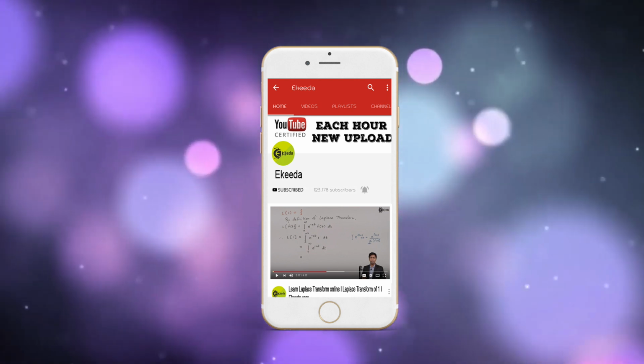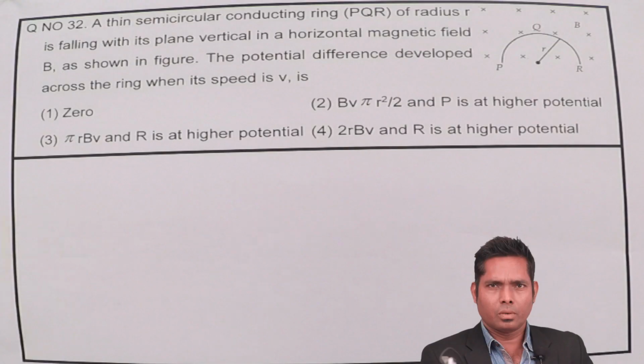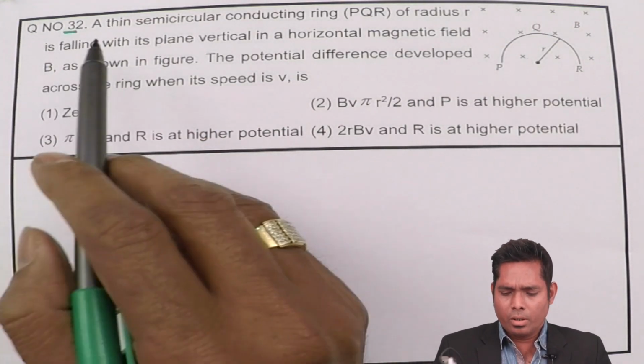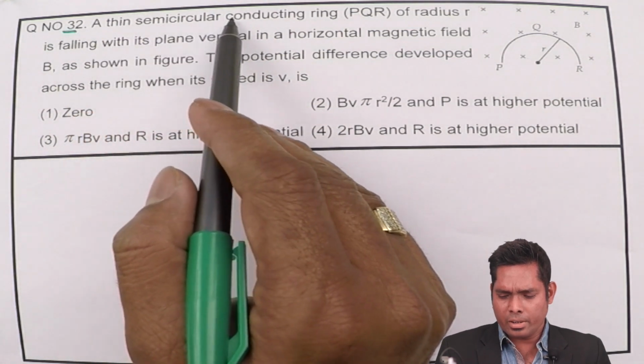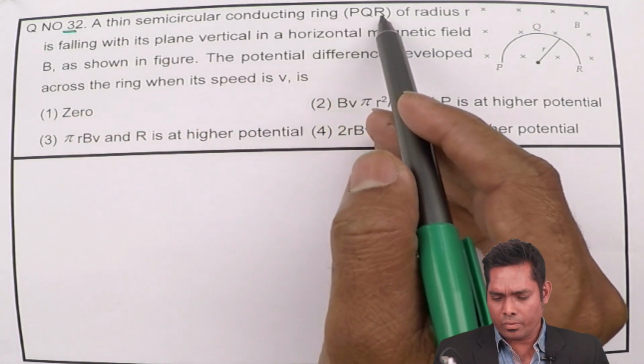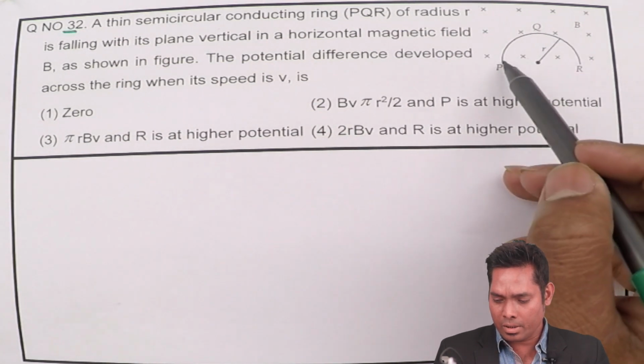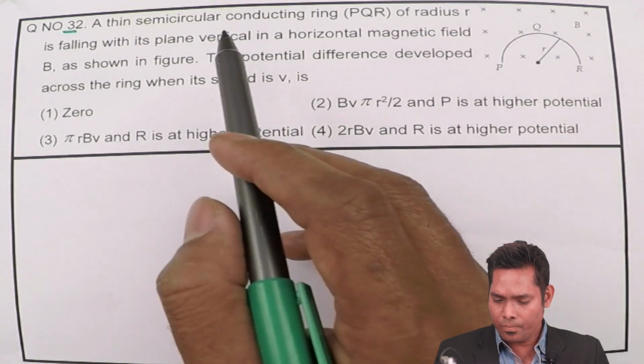Students, let us solve the next question, number 32 of NEET Physics 2014. A thin semicircular conducting ring PQR of radius r. This is the radius r and this is the semicircular ring PQR.